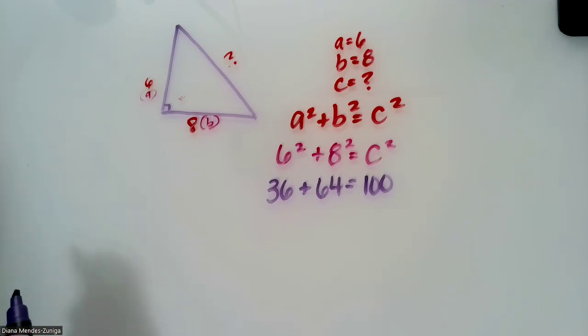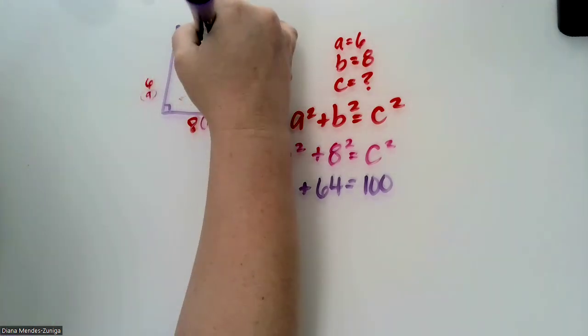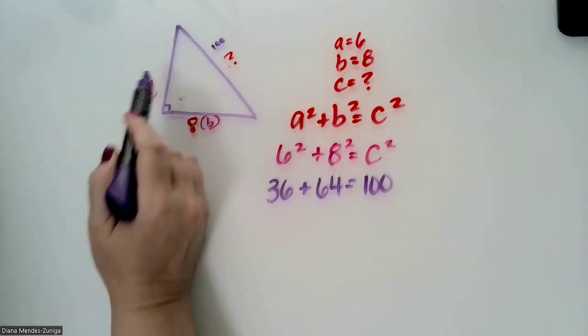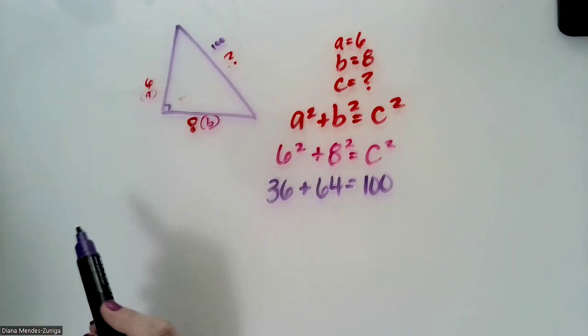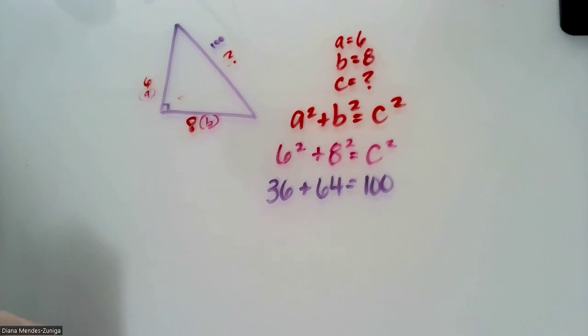Now, when we look at this triangle, would it make sense if we plugged in 100 here, that if we had one side that was 6, another side that was 8, and then another side that was 100?